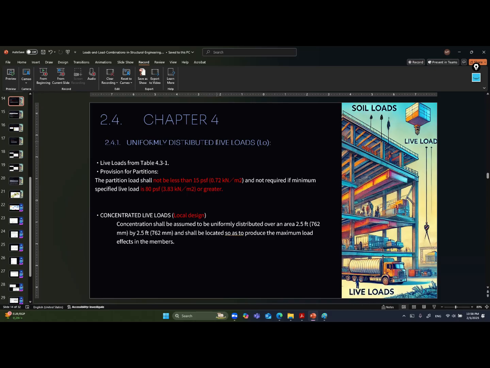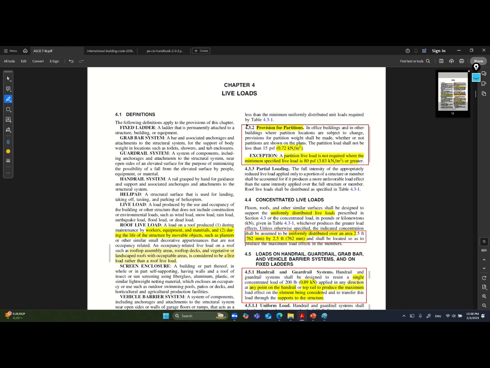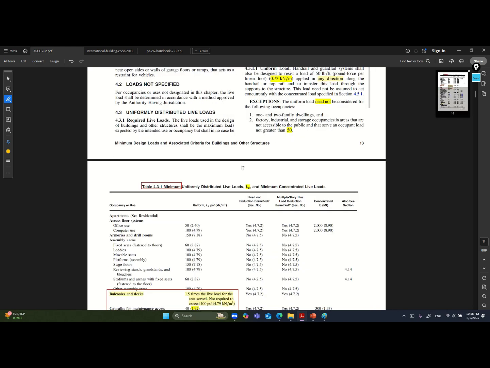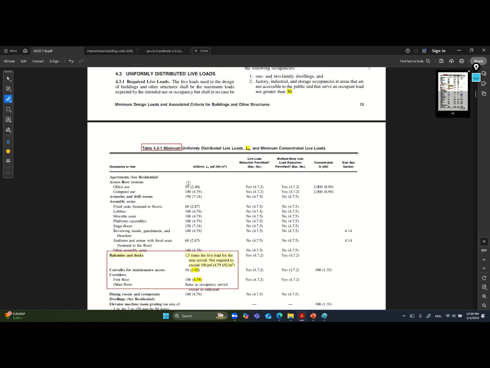Now let's talk about the live load itself. ASCE provides a table for the live load. As you can see, I highlighted the most important part here also. These tables give the minimum uniformly distributed live load, and it gives you the value depending on the occupancy of each one, and it tells you if this value can be reduced or not, and if it is a multiple story live load reduction. Because if it is a one story, sometimes it cannot be reduced. However, if it is more than one story, it can be reduced.